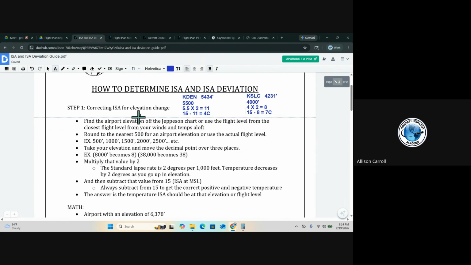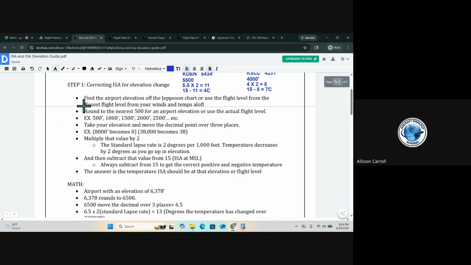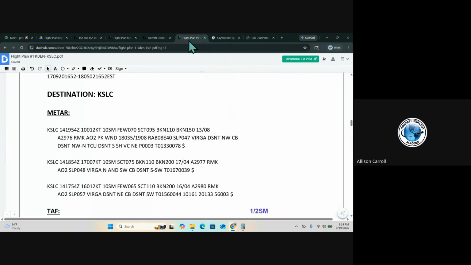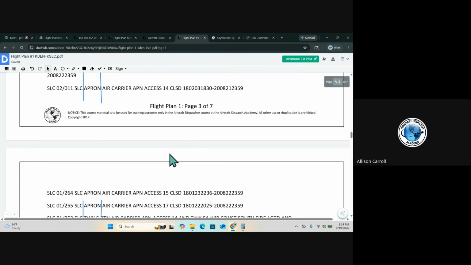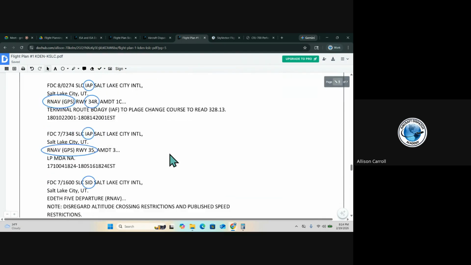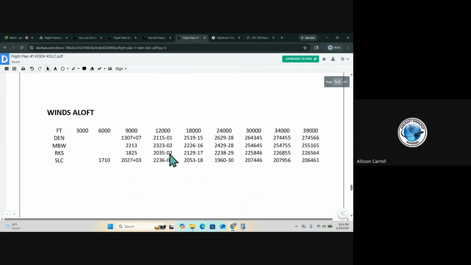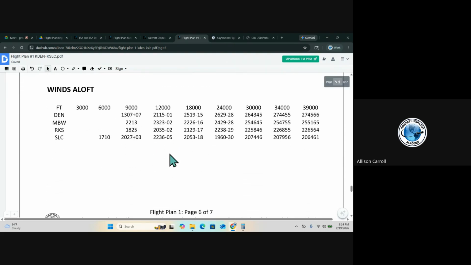All right, back to the beginning for ISA. First of all, we're going to find ISA, and then we're going to find our ISA deviation. For ISA, we're not at an airport anymore. We are at a flight level. So we're going to use the flight level from the closest flight level at our winds and temps aloft. Winds and temps aloft are going to be on your flight plan at the very end. Here's your winds and temps aloft.